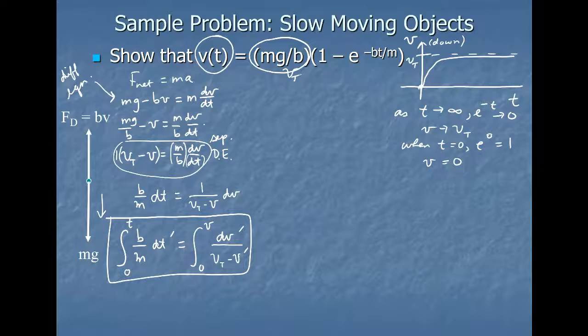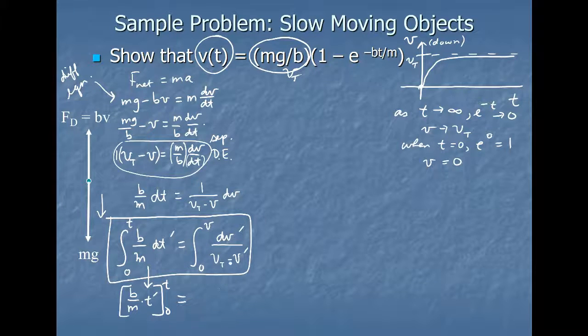So at this point, you might see that on the left side I have b over m dt prime, and that's just going to integrate to give us b over m times t prime evaluated from 0 to t. Now on the right side, it's a little bit more complicated. And this is a special integral, but basically anytime you have 1 over x, you need to write that integral as the natural log.